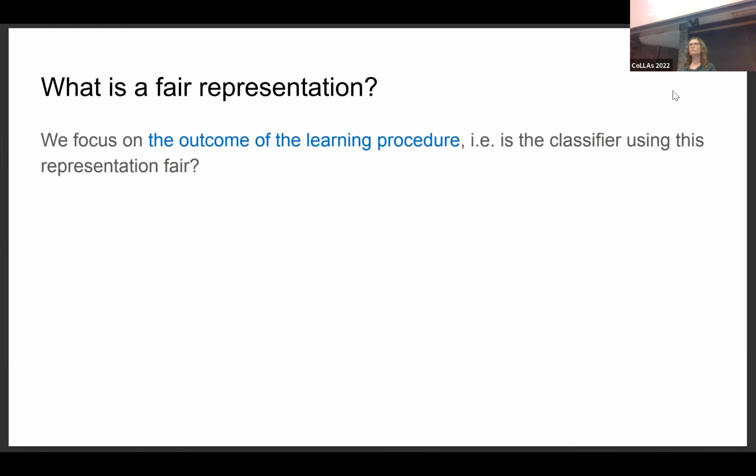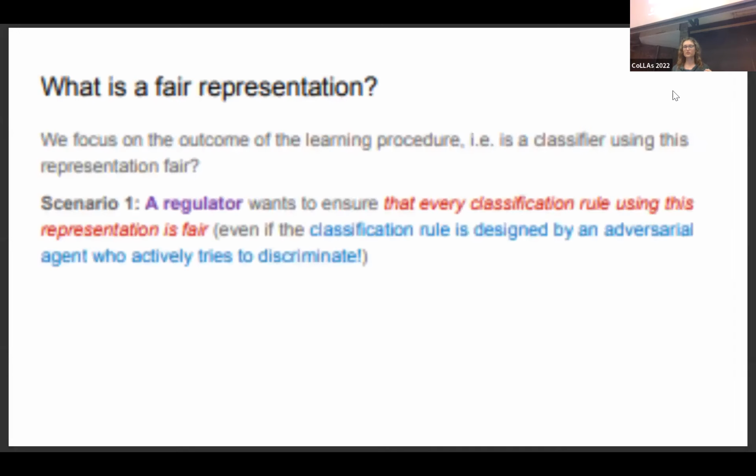Now, how do we want to measure the fairness of a representation? We take a modular approach here. We say that we are only interested in the outcome of the learning procedure, and then we can measure the fairness of the classifier that comes out of that learning procedure. Now we can distinguish different scenarios that depend on who uses the representation.